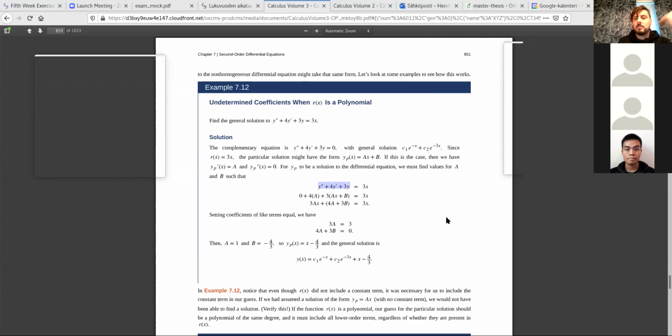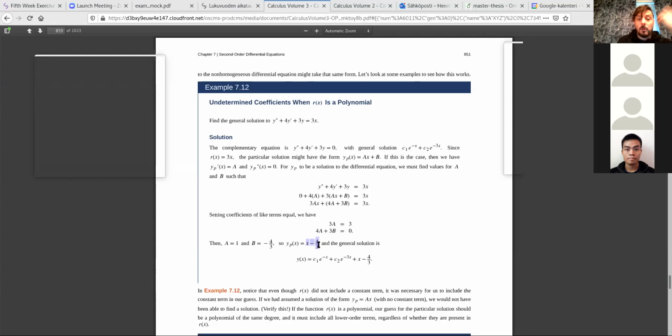And the constant coefficient, which is 4a plus 3b, must be 0, because there is no constant coefficient on the right-hand side. And this pair of equations gives us a equals 1 and b equals minus 4 over 3. So our particular solution is x minus 4 over 3.